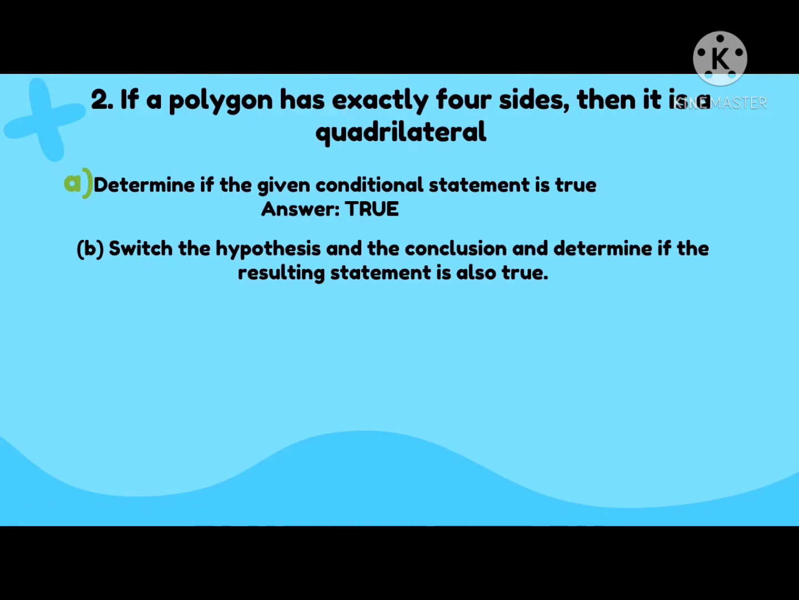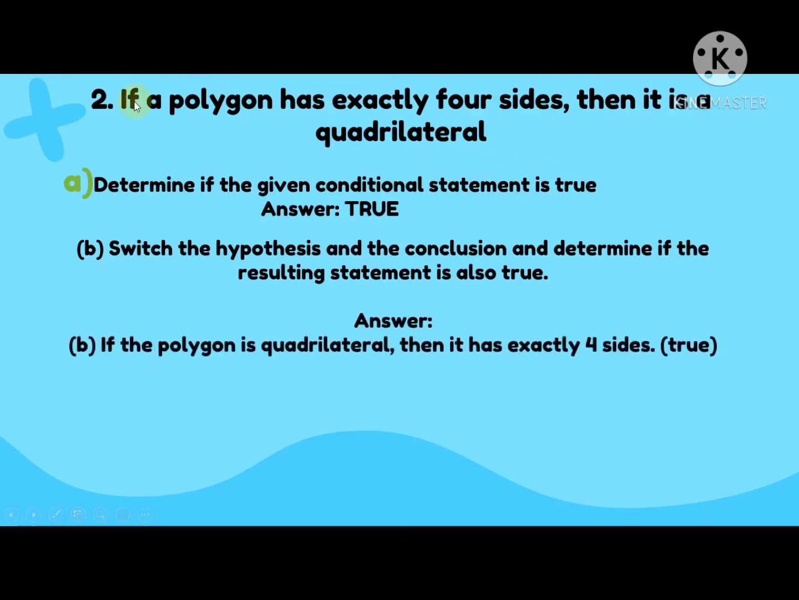Letter B, switch the hypothesis and the conclusion and determine if the resulting statement is also true. Let's switch the hypothesis and the conclusion. So, the answer: if a polygon is a quadrilateral, then it has 4 equal sides. And this is also a true statement.